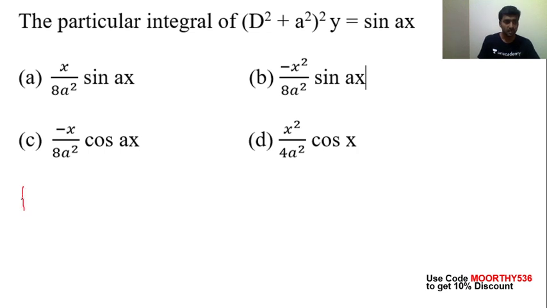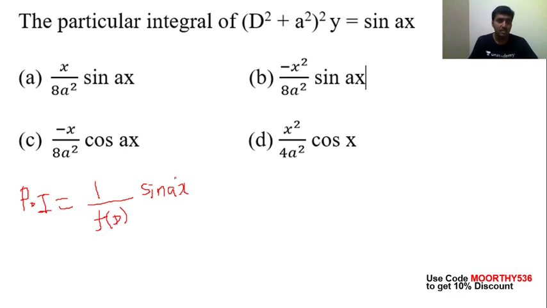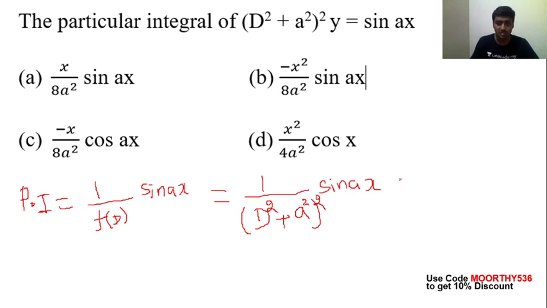We know that particular integral PI is equal to 1 divided by f of D into sin ax. What we are doing here, we have to replace the d square in the denominator by minus a square, where a is the coefficient. The function is given as 1 divided by (d square plus a square) the whole square into sin ax. We are replacing d square by minus of a square. When we are replacing d square by minus of a square, what are we getting here?